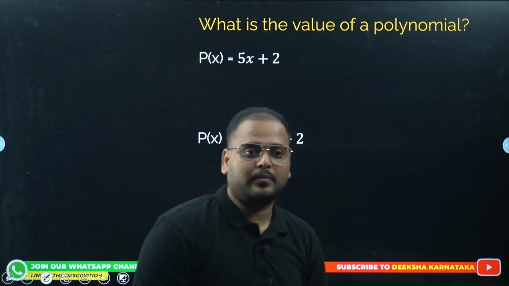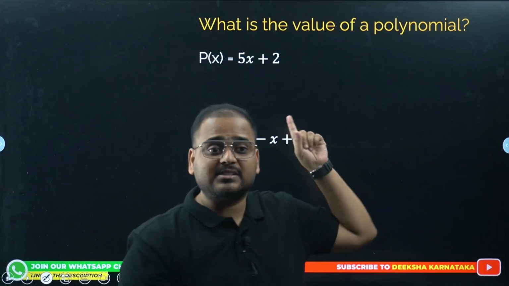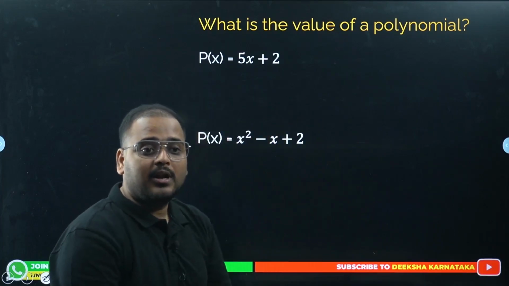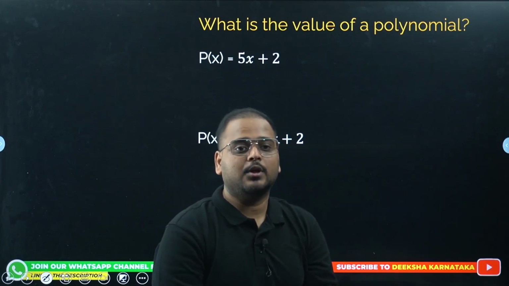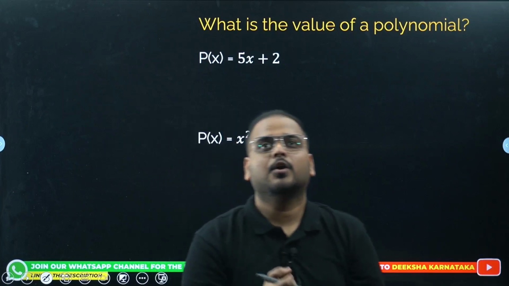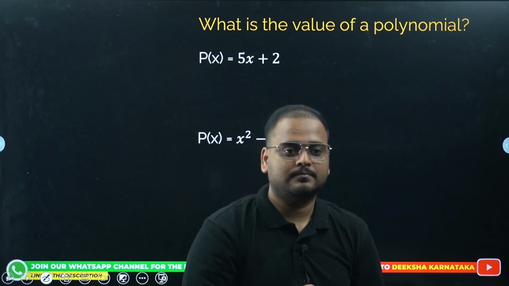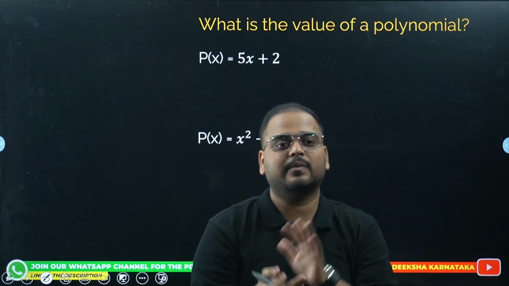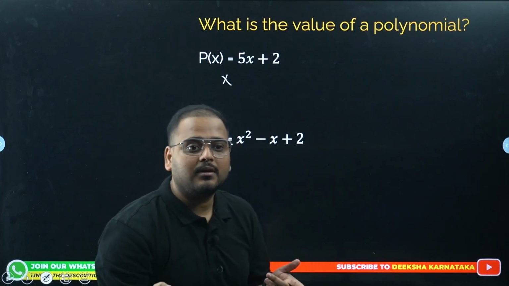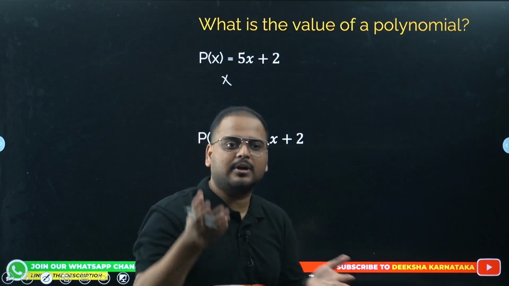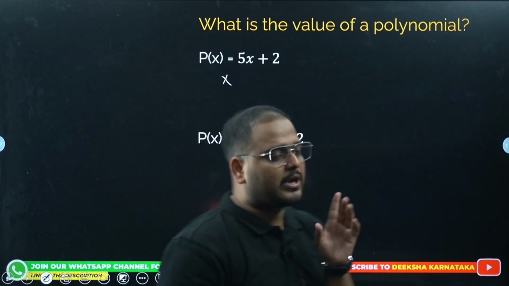What is the value of a polynomial? Simple. What is the value of anything? Let's say I have taken a simple question, 5x plus 2. Let's quickly ask, what is that polynomial? Degree is 1, linear polynomial. So the value of a polynomial is nothing but, for any given x, what will come out of the polynomial? Let's take an example and simplify it. For any x, I can take any real number, no? I can take irrational, I can take rational, I can take decimal, anything. Any real number is okay, right?